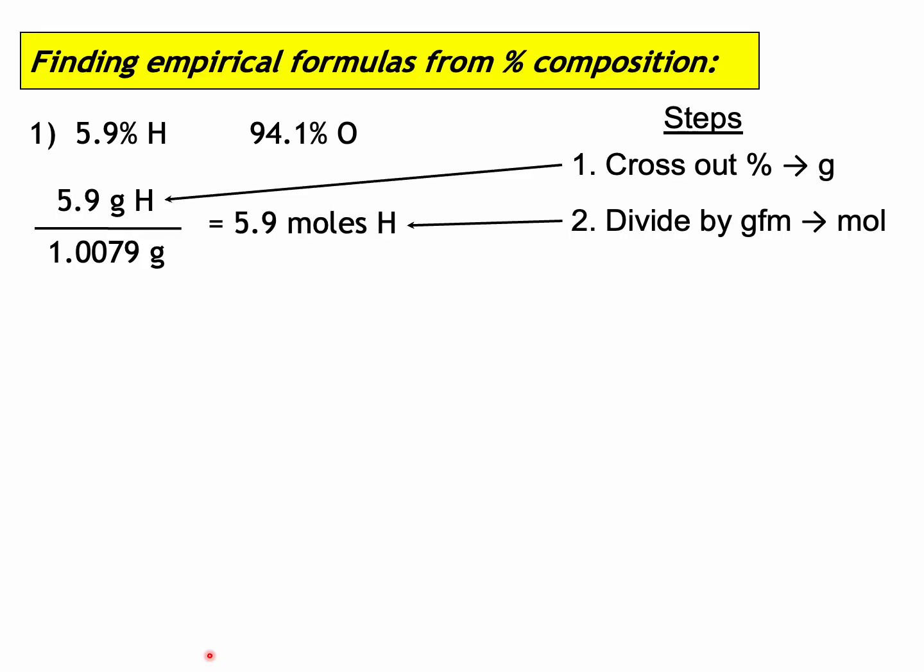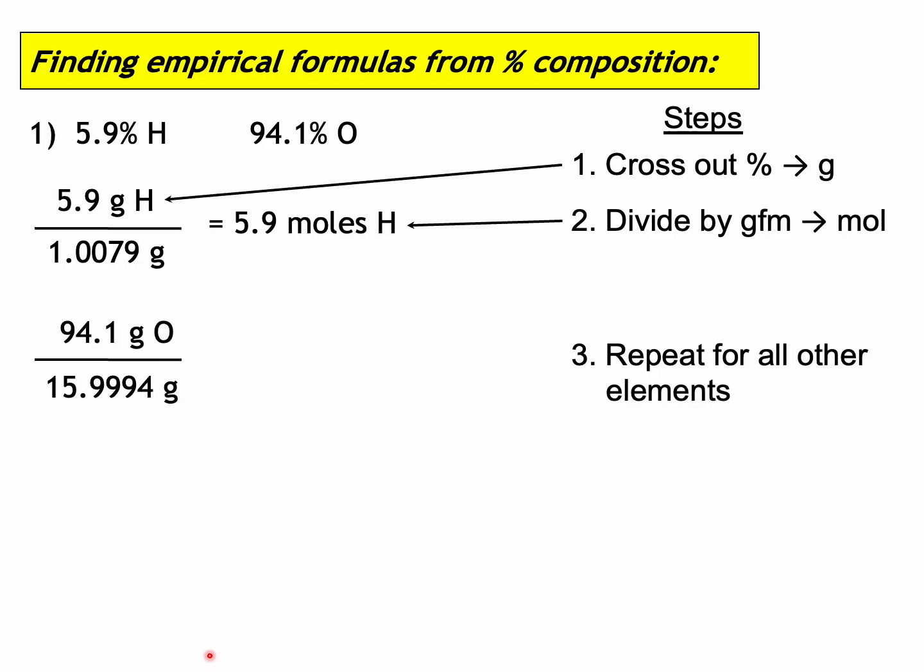And that gives us how many moles of hydrogen we have. Do the same thing for the other elements. So we take our grams of oxygen, divide by its GFM, which gives us moles of oxygen. Now here you can see it's a 1-to-1 relationship.